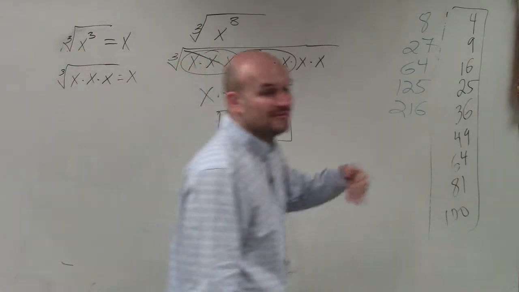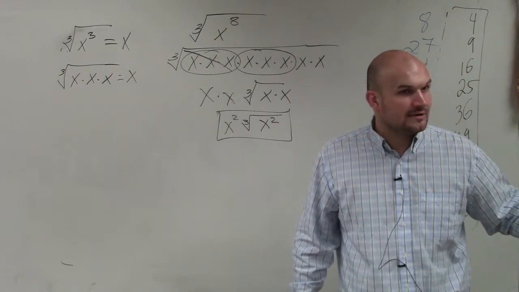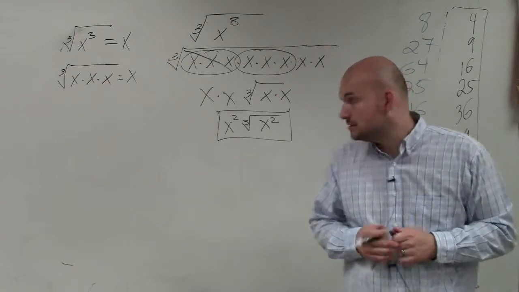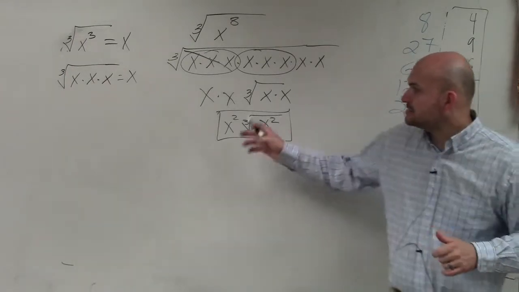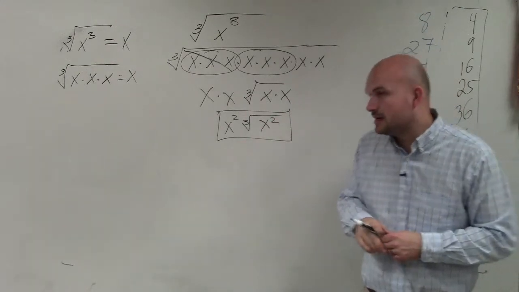OK? Now, that is the long way. But you guys can do this for every single problem. So would it be x squared equals? No. It's x squared times. This is all separated by multiplication. So it's x squared times the cube root of x squared.